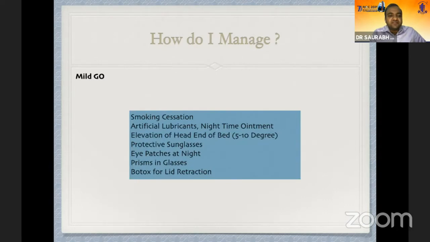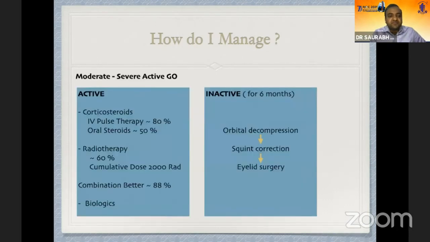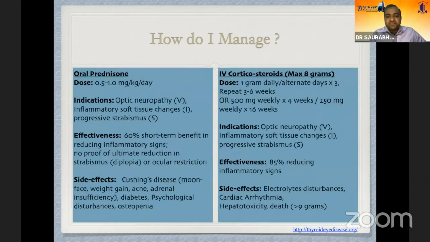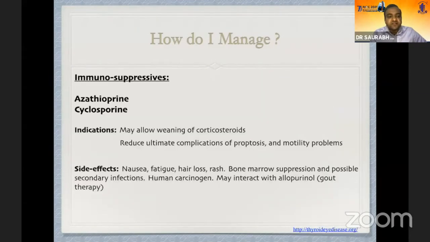So for the mild, we provide symptomatic treatment, and for the moderate to severe, we start the patients on either oral or IV corticosteroids. IV methylprednisolone is indicated in patients with active disease with fewer side effects, but the total dose is 8 grams, which we have to remember.